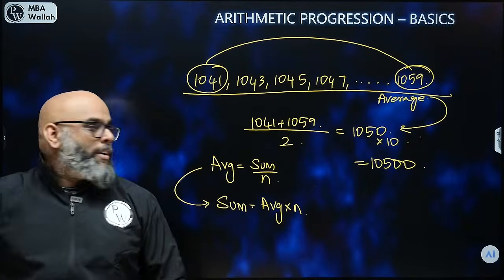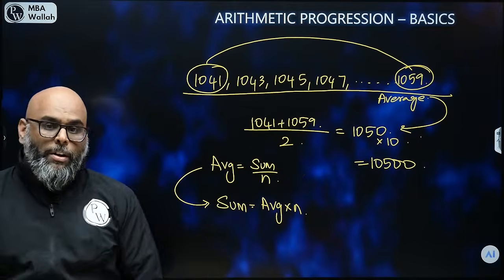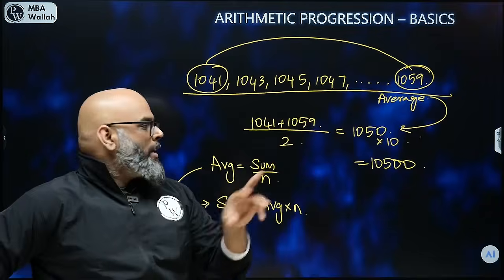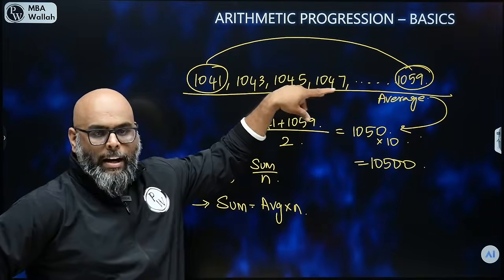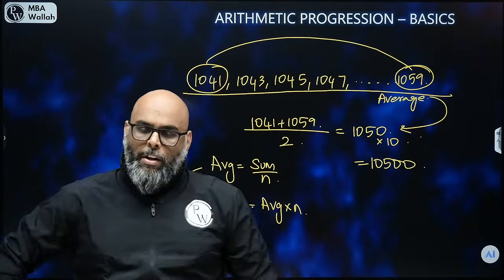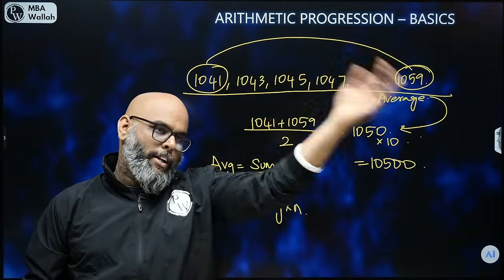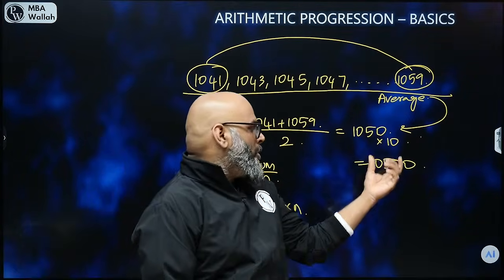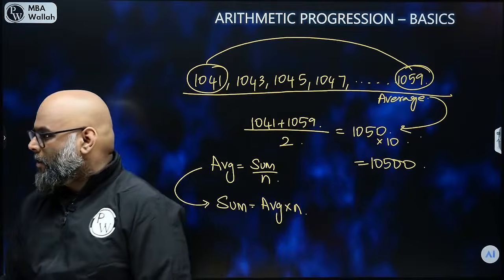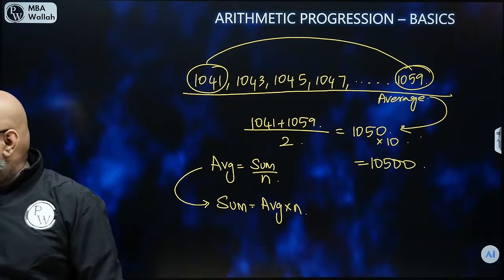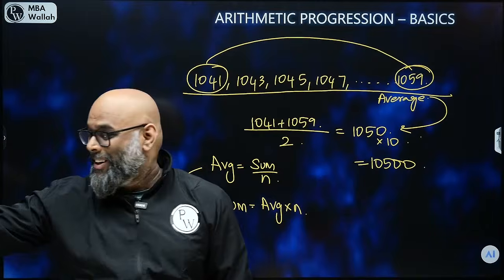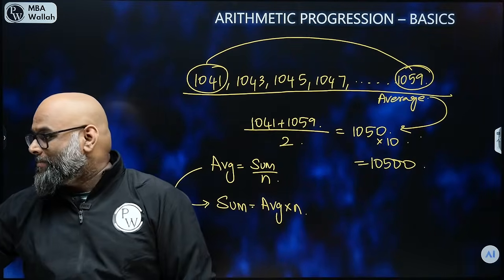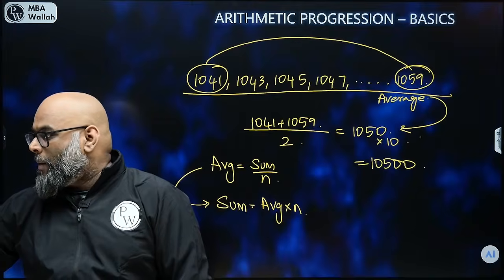You don't have to divide this further by 2. This is the average. Average into n. The middle term here, somewhere here, is 1050. 5 terms to the right, 5 terms to the left. There are totally 10 terms. So average into n, 10,500. You don't have to divide it further by 2. Dividing 1050 by 2 is not necessary. Clear, everyone? Any doubts?